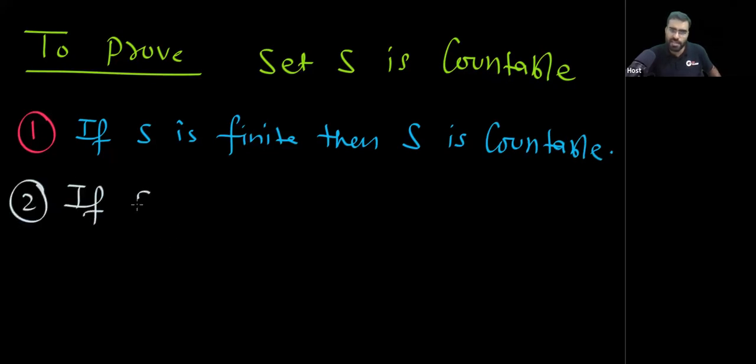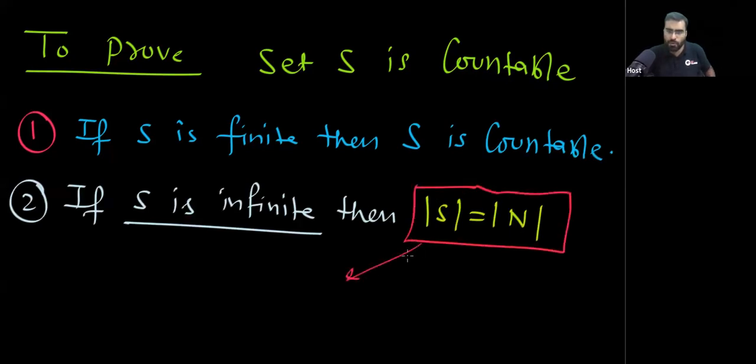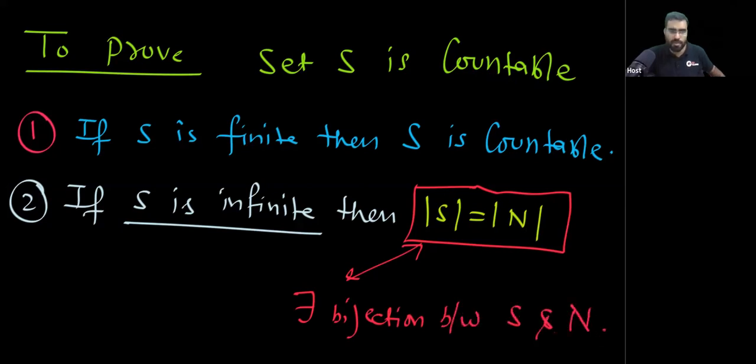What is the second method? If S is infinite, then what to do? If S is infinite, then this should happen, and we need to prove this. And if you want to prove this, then you have to give a bijection. There exists a bijection between S and N. You need to give a bijection.